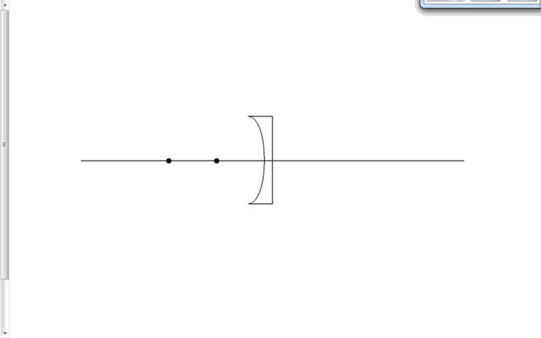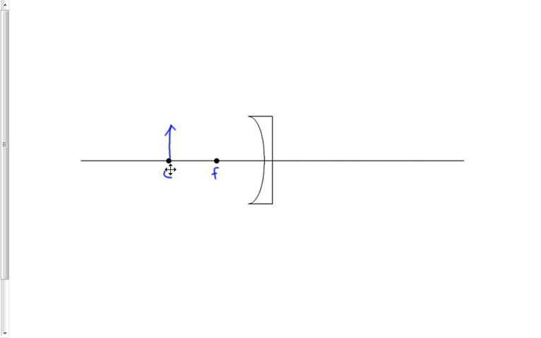Let's draw another possibility here. Okay, you've got your template with 5 different possibilities. The first one is where the object is well beyond the center of curvature, well beyond this one. So the object was out here. Let's draw the next one where the object is at the center of curvature. So the object is right here.